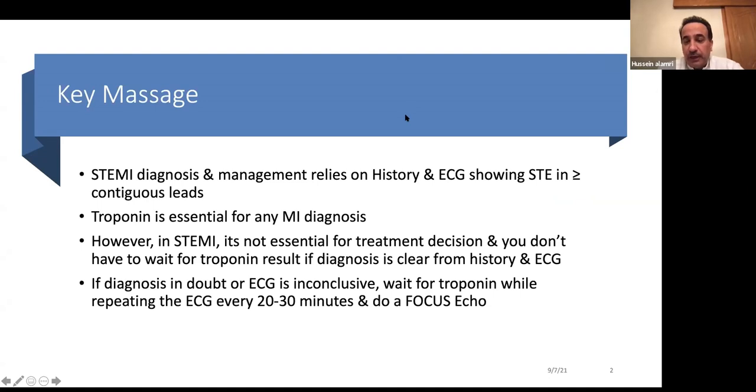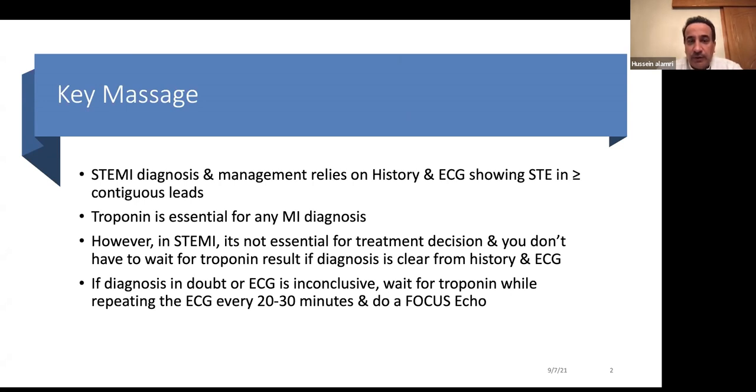Today we'll talk about diagnosis of ST elevation MI in the emergency room and different situations that make the diagnosis difficult. The key message to start with is that the diagnosis of STEMI relies mainly on history and ECG findings.